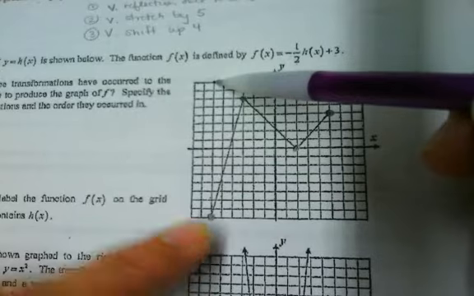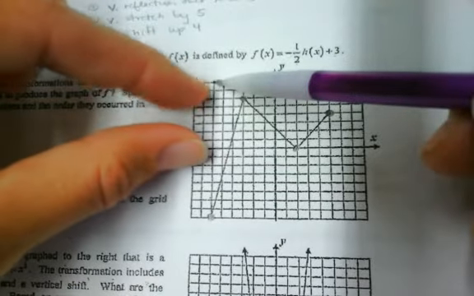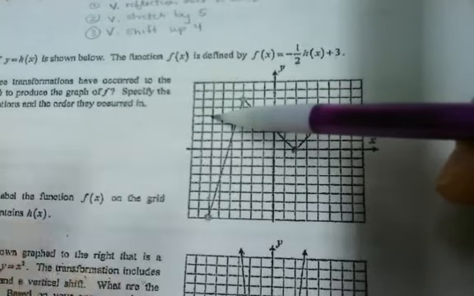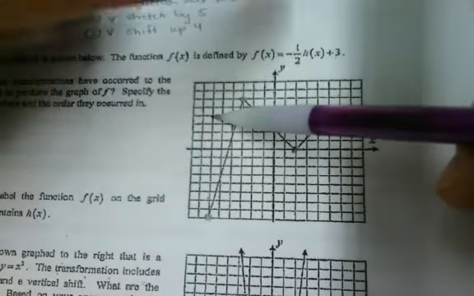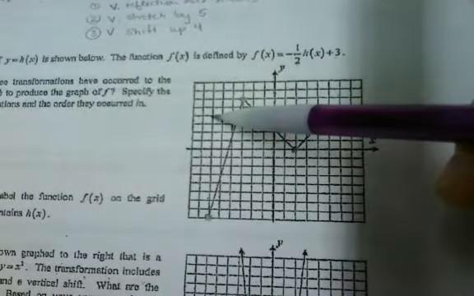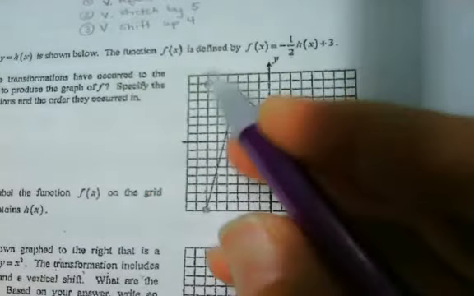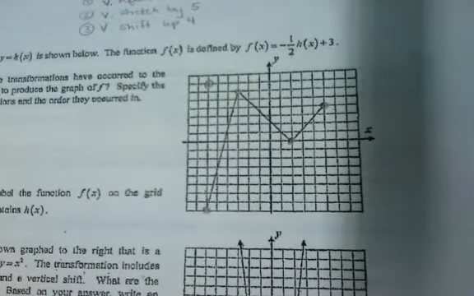Then the vertical compression by a half. If it's 8 units away, we need to shrink that down to 4 units away. So we're going to back down to 4 units away. And then the shift up 3 is going to draw that 1, 2, 3. So there's point number 1 and its image after all of that.